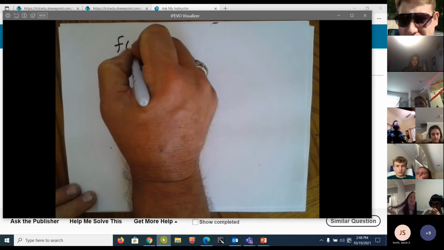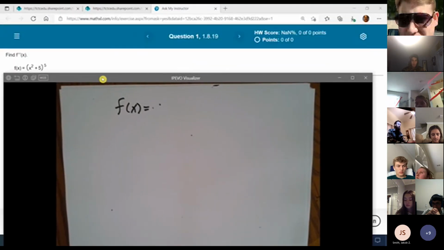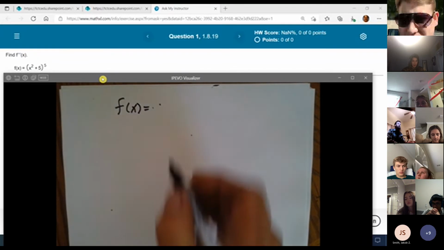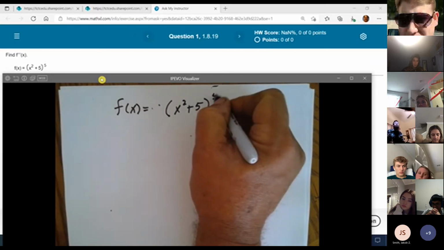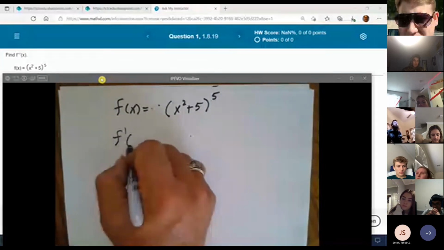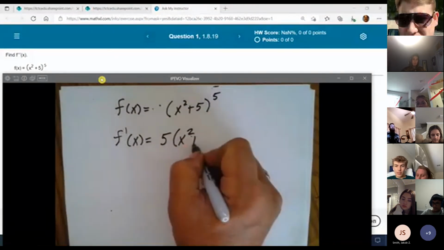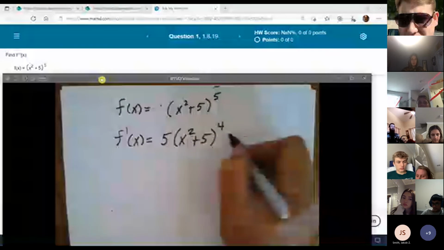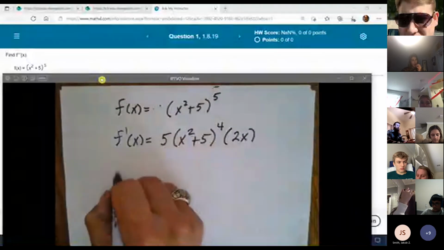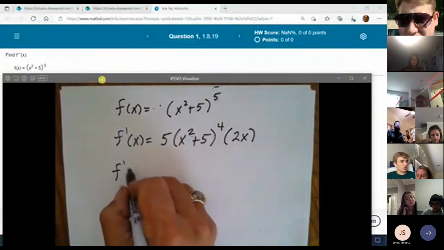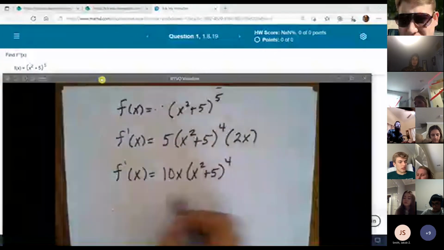Y'all settle down with the feedback. F of x. Let me make sure I wrote down the problem right. F of x. They want f double prime. X squared plus 5 to the fifth power. F single prime is 5 times x squared plus 5 to the fourth power times 2x. 2x times 5, last time I checked, was 10x, times x squared plus 5 to the fourth power.